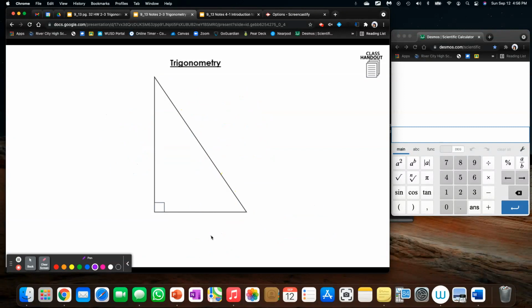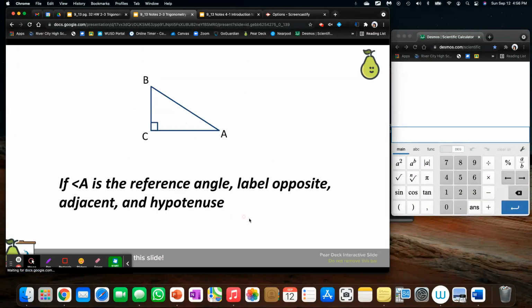All right, just a little bit of practice naming sides. Looking here, if A is our reference angle, we're going to label opposite, adjacent, hypotenuse. A is the reference angle, so I'm going to circle that. This is our hypotenuse because that's across from our reference angle. The adjacent side is the closest side, so this would be my adjacent, which would make this my opposite side.